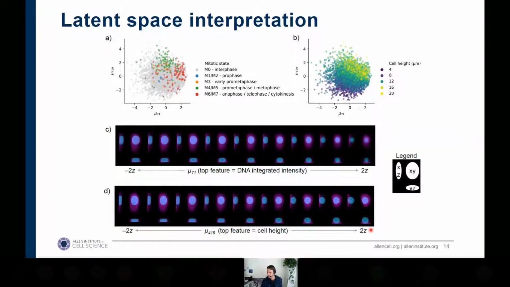So for example, when we are looking at this latent space dimension mu419, we indeed see that the height of the cell increases when we walk along that dimension. Remember, once again, this is the YZ projection, and so we see that Z is increasing as we walk along this dimension.